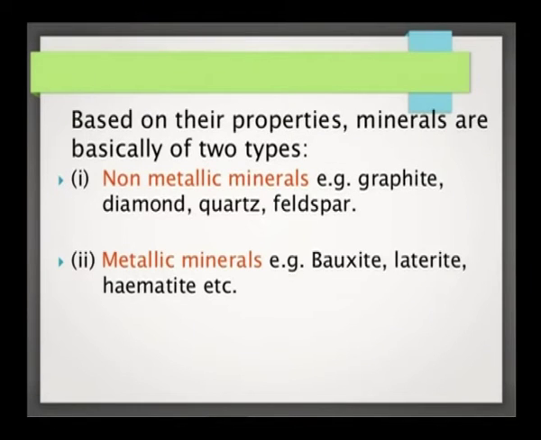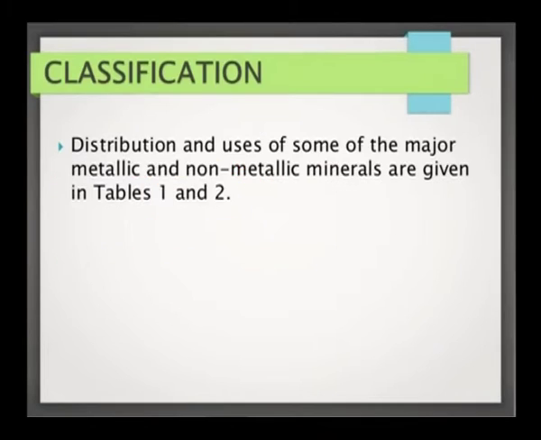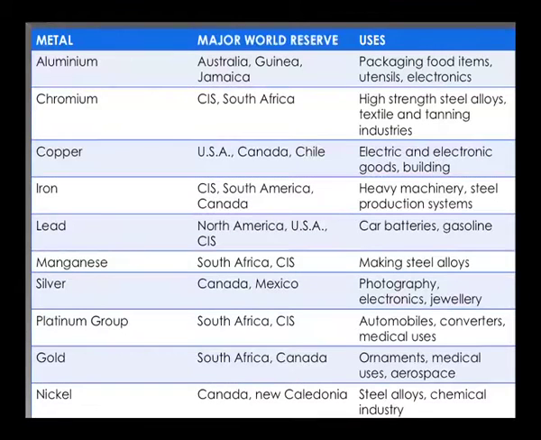Based on their properties, minerals are basically of 2 types. Non-metallic minerals, that is graphite, diamond, quartz, feldspar. Metallic minerals are bauxite, laterite, hematite, etc. So, if you look at the classification, the distribution and uses of major metallic and non-metallic minerals are given below.